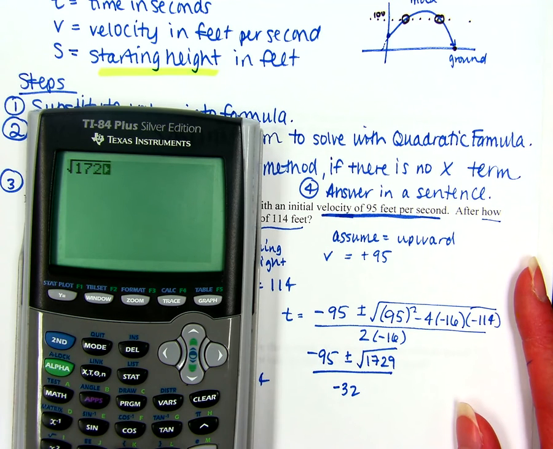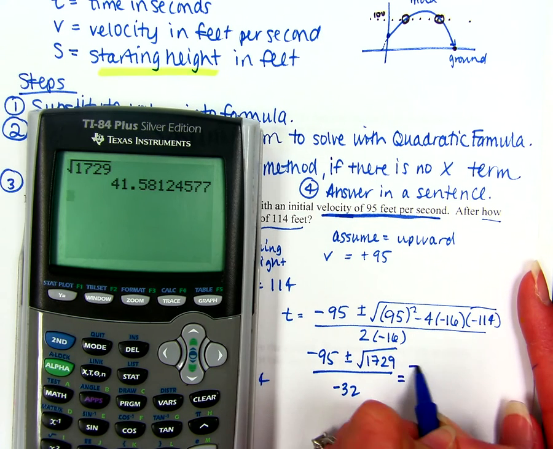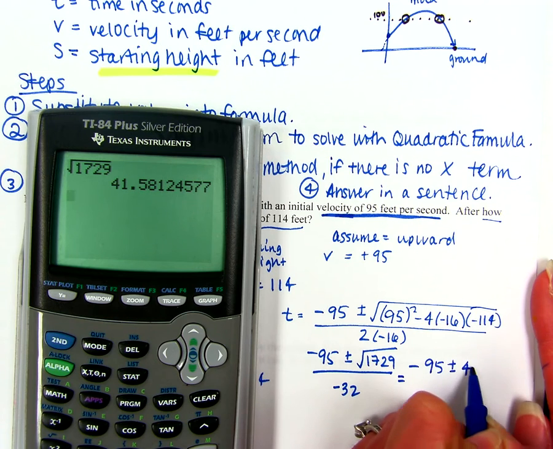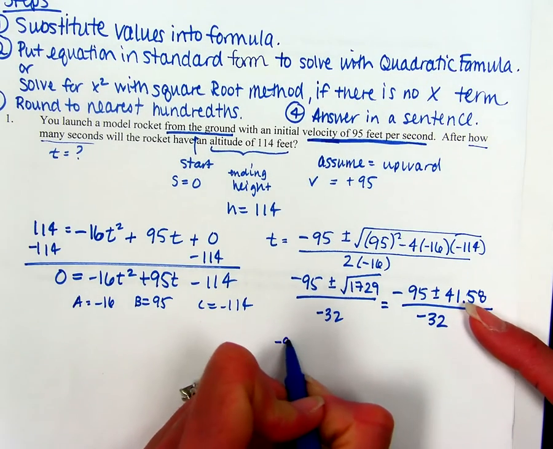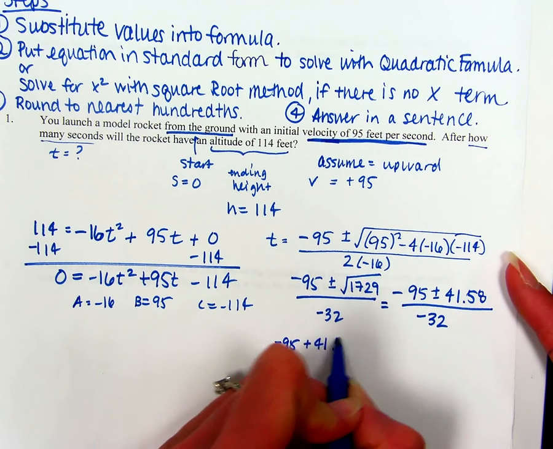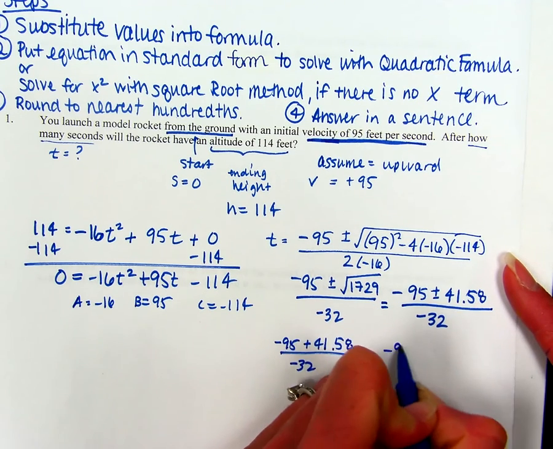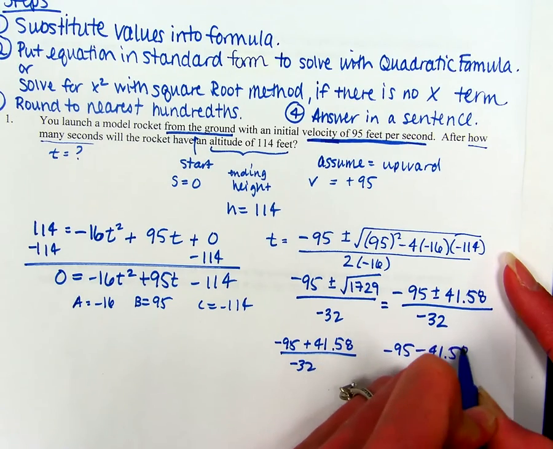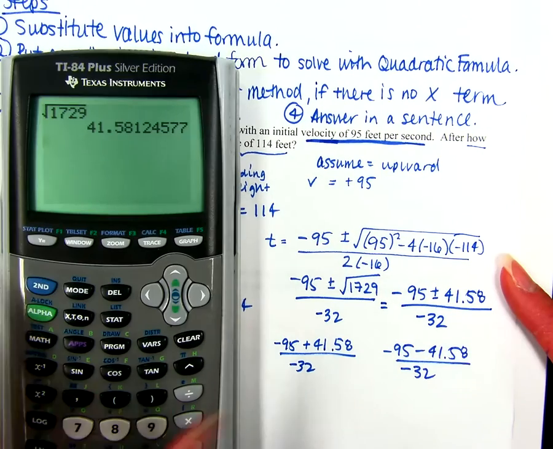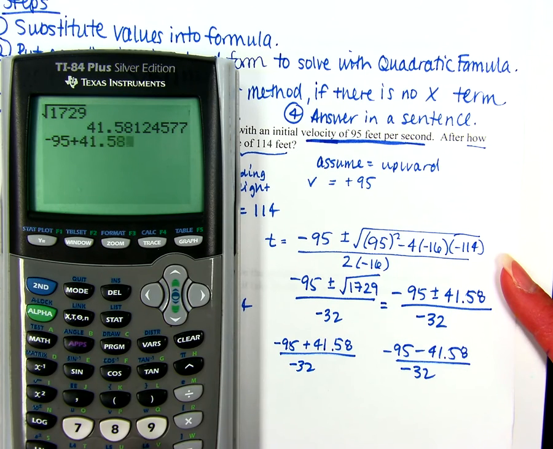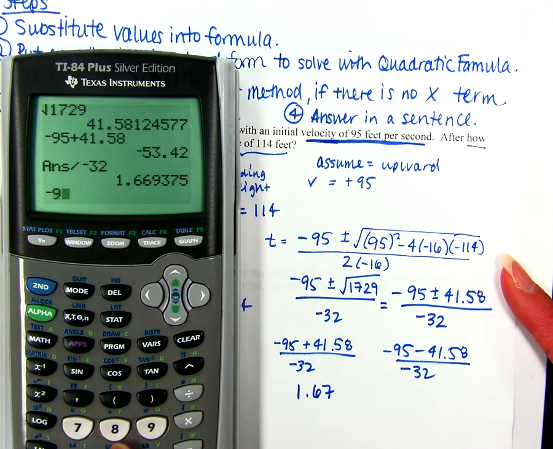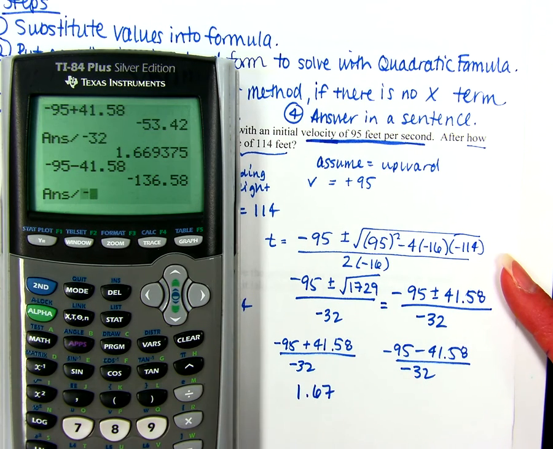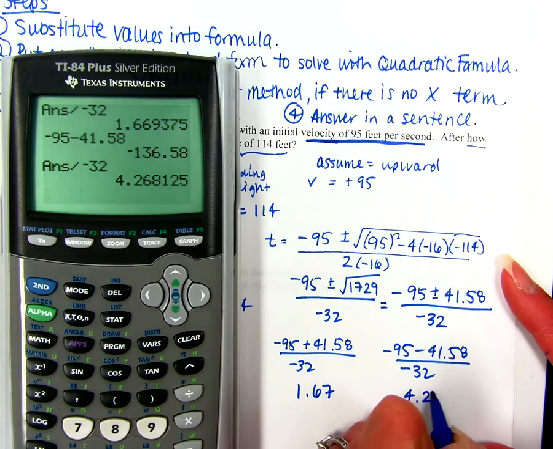So the square root of 1729 gives me negative 95 plus or minus 41.58 over negative 32. So now remember, if we have an actual number, you're going to split it up. One answer is where we have the plus sign, and the other answer is where you have a minus sign. Okay, so do this in your calculator. Negative 95 plus 41.58, then divided by negative 32 gives me 1.67. Or if I were to subtract, it gives me positive 4.27.